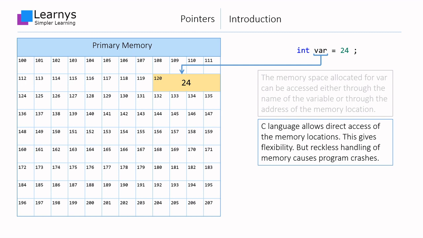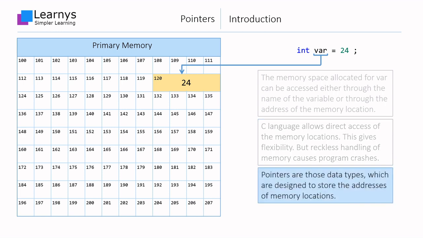Apart from obtaining the addresses of the memory location, we also need some mechanism to store the addresses. Pointers come in handy here. We are all set to formally define pointers. Pointers are those data types which store the address of memory locations.